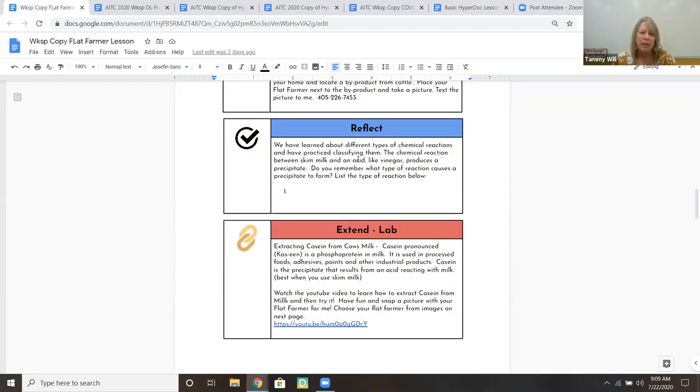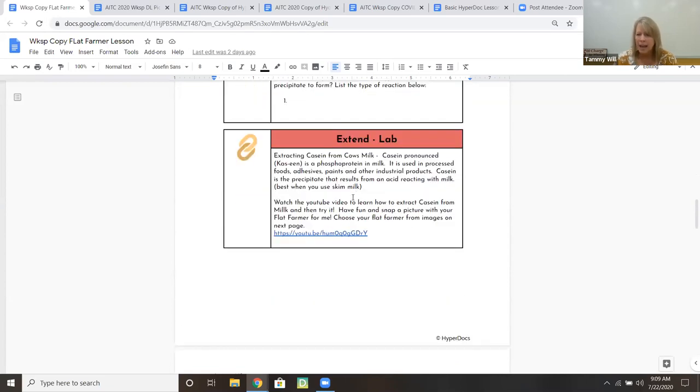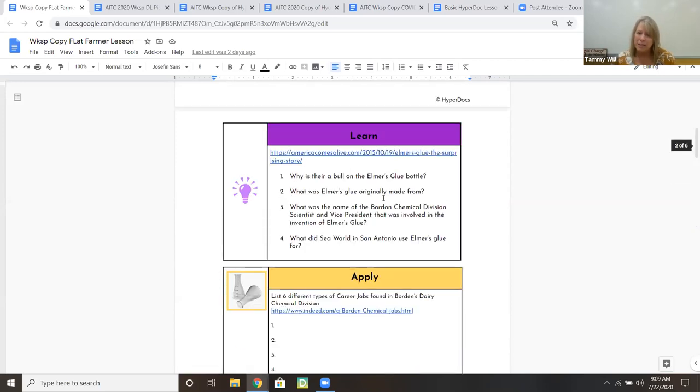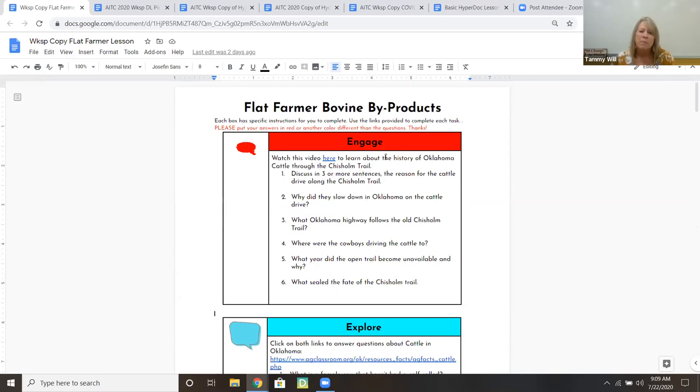So, and then we had a reflection time where they were connecting this to a concept that we had already talked about in class. And then there was an extension lab. And I know labs, I really struggled with distance learning labs. In the classroom, you could have the material set up and then they could do the extension right there. But at home, it was very difficult, but I finally found one that fit everything I was looking for.